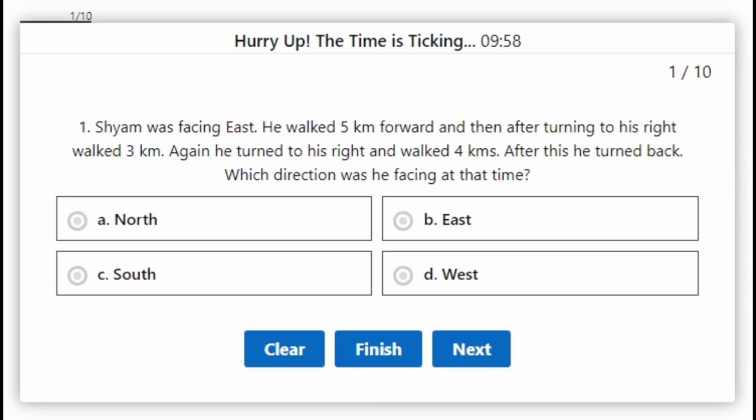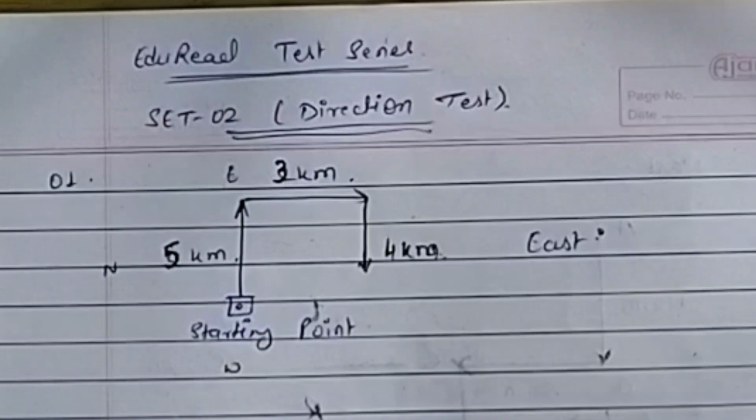So, our very first question is, Shyam was facing east. He walked 5 km forward and then after turning to his right, walked 3 km. Again, he turned to his right and walked 4 kilometers. After this, he turned back. Which way was he facing at that time? And the options are A. North, B. East, C. South, and D. West.